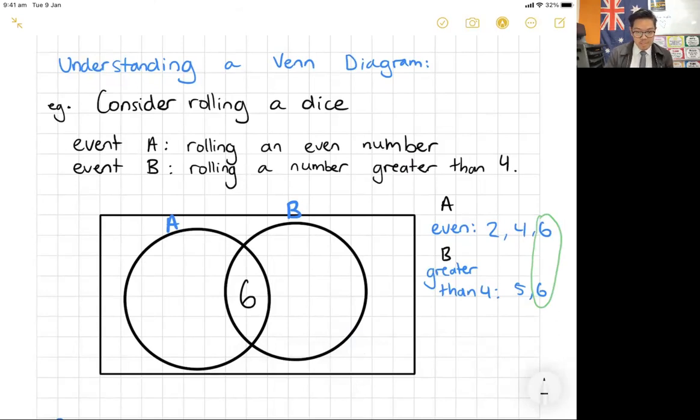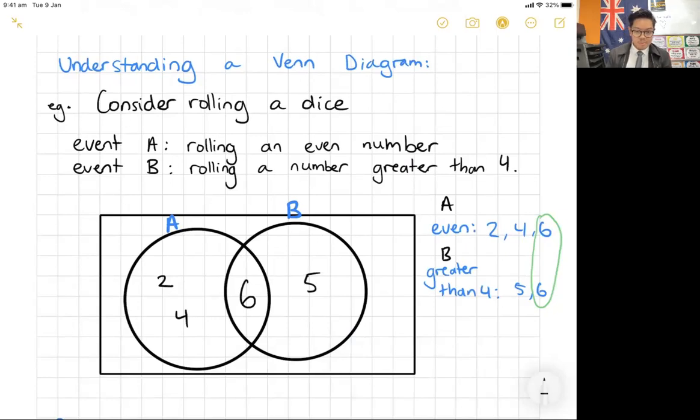Let's see what else we can put in here. For our even numbers, we've got 2 and 4. They don't fit anywhere else, so I'm going to write them in this one, 2 and 4. And then for B, the numbers greater than 4, the only other one would be 5.